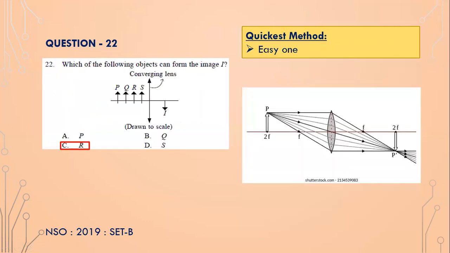Which of the following objects can form the image I? If you see this distance, it is roughly equal to the distance R. From this point, it is roughly the distance R, isn't it? So here at 2F, the image will form at 2F. So this distance is roughly equal to the distance R, with a similar image size.